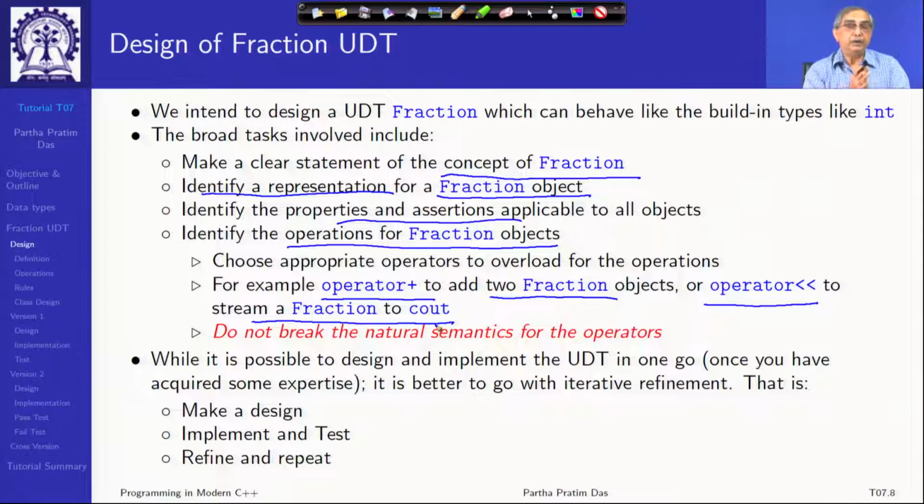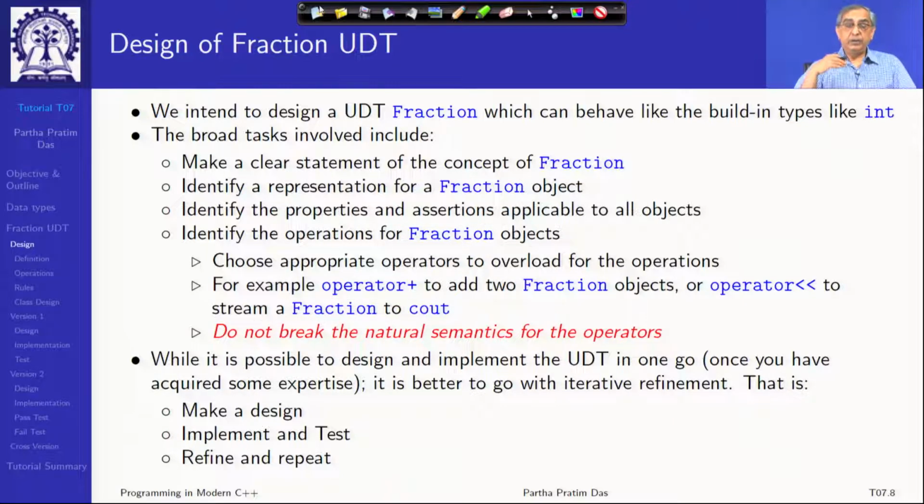So, when we talk about string type UDT, which is there in the standard library, we say that operator plus basically means concatenation, and certainly some operators may not be defined for a certain UDT, like for a string type operator minus probably does not make much sense. Now, the question is, how should you go about doing the design?